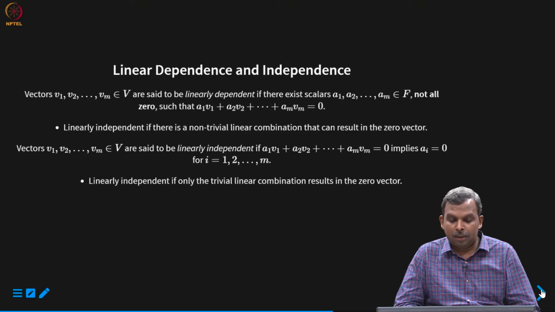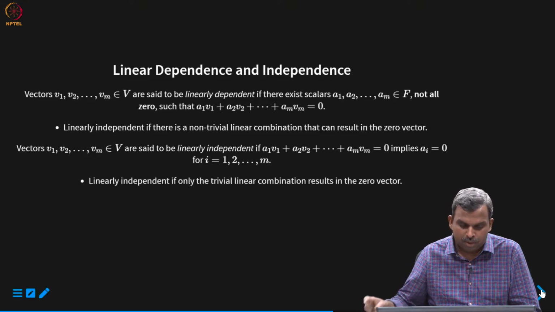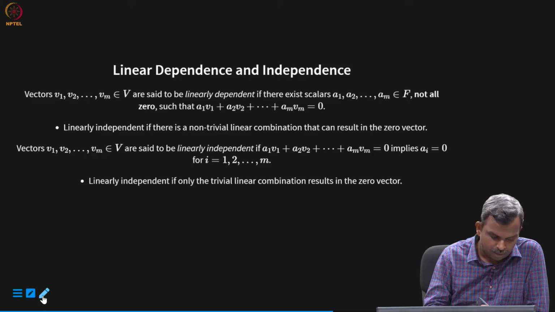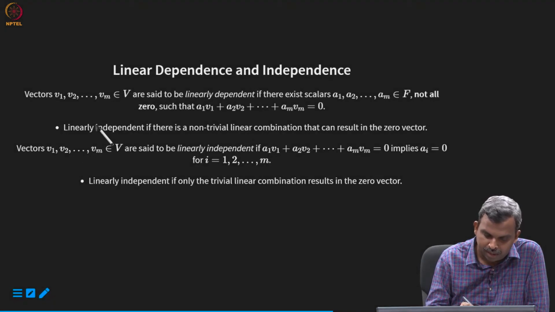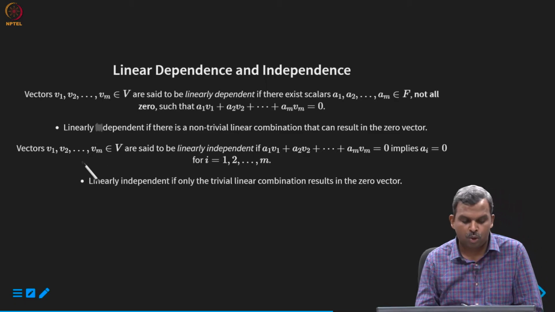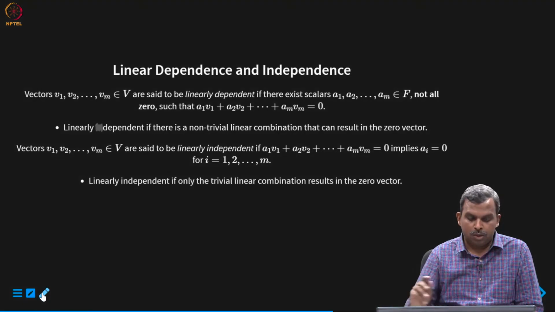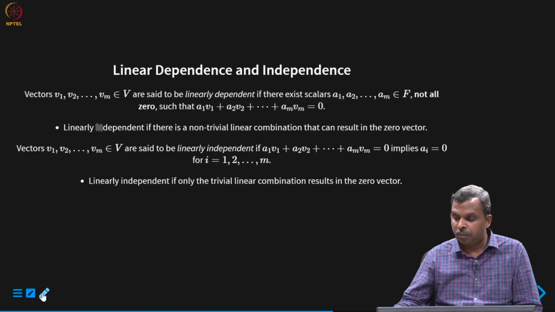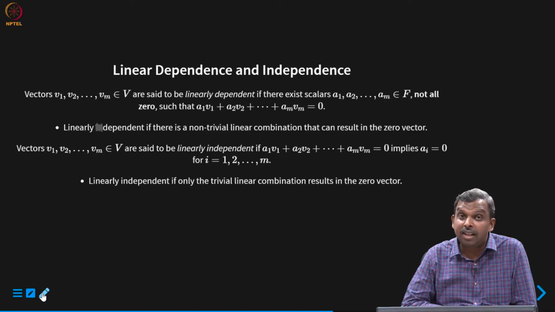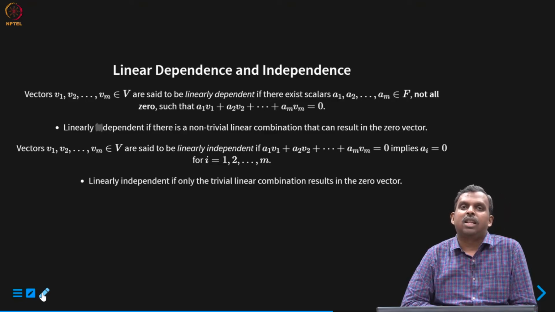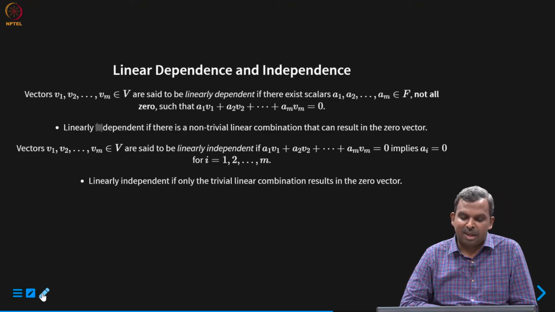Something is wrong here, so let me correct it. It's not linearly independent, it's linearly dependent. So that should not be there. Vectors are linearly dependent if there is a non-trivial linear combination that can result in the 0 vector. That way we say vectors are linearly dependent.